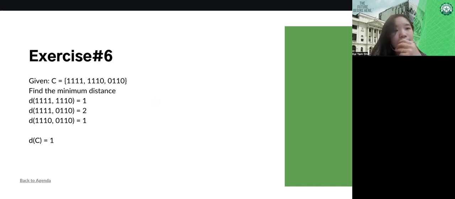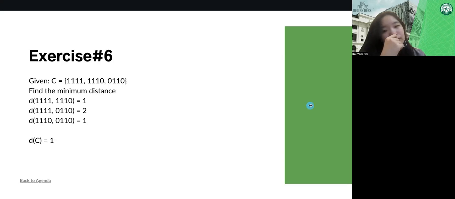For exercise 6, the given code has three code words, and we compare the first code word to the second code word, the first code word to the third code word, and of course we will also compare the second code word to the third code word. By comparing them, we got these distances, and we now get the minimum distance. Since 1 is the lowest, we have a minimum distance of 1.